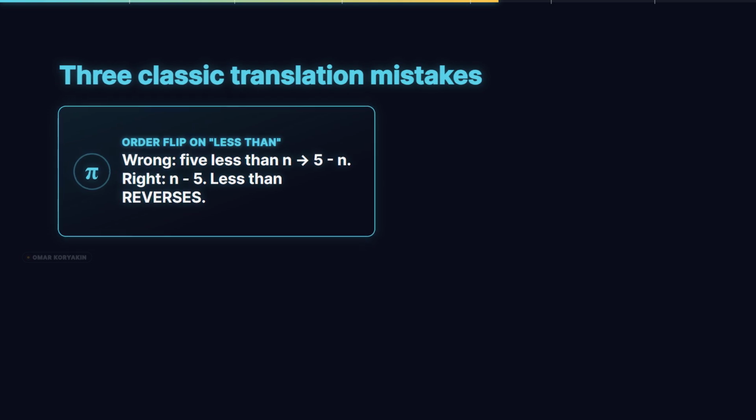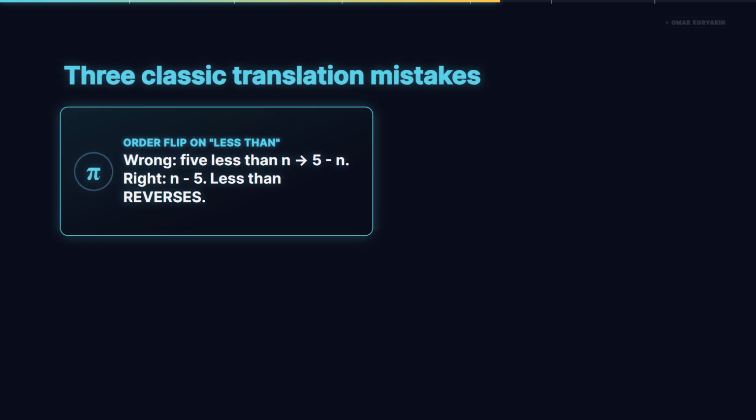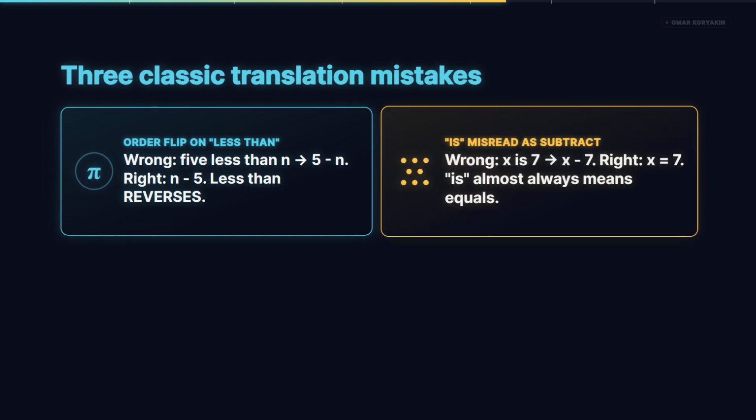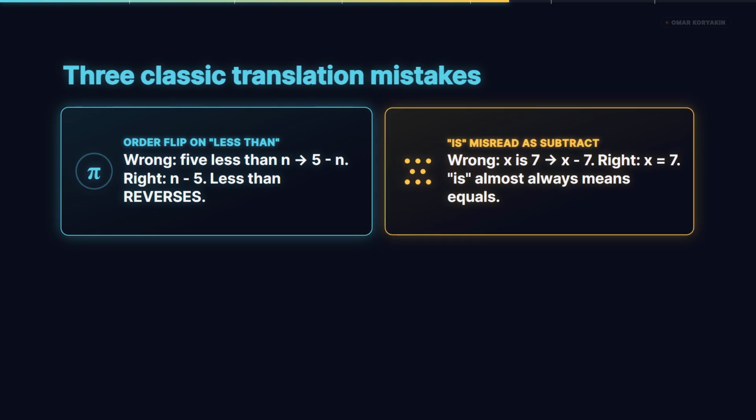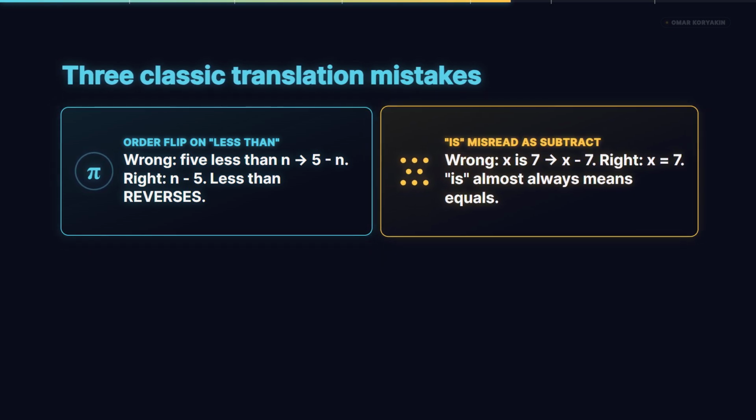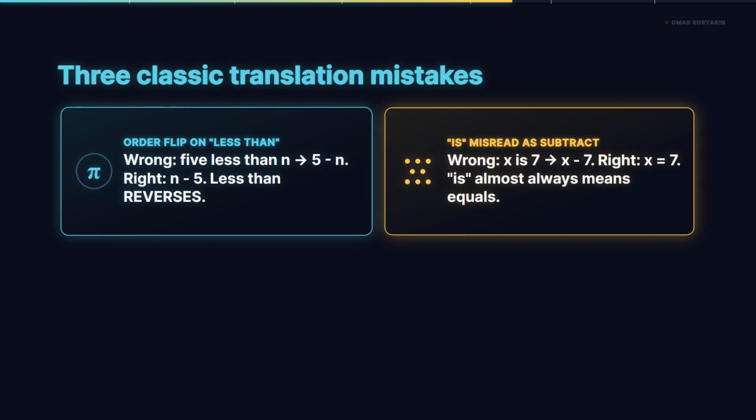The fix is to always read your translated expression aloud and confirm it says the same thing as the original sentence. The order error becomes audible immediately. Second mistake: misreading the word "is" as a subtraction or some other operation. A student reads "x is 7" and writes x minus 7 instead of x equals 7.